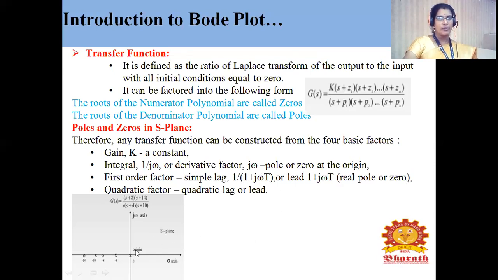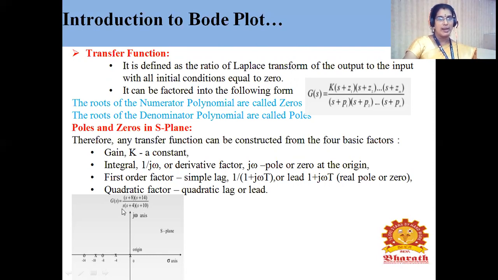So this is the graph I have shown here. This is the transfer function they have given: (S plus 8) into (S plus 14) divided by S into (S plus 4) into (S plus 10). So what are the poles and what are the zeros here? Numerator represents the zeros. So S equal to minus 8 and S equal to minus 14 are the zeros. Zeros will be represented with a circle and the poles will be represented with a cross mark. So zeros we have minus 8 and minus 14. You can see here minus 8 is represented with a circle and minus 14 is represented with a circle.